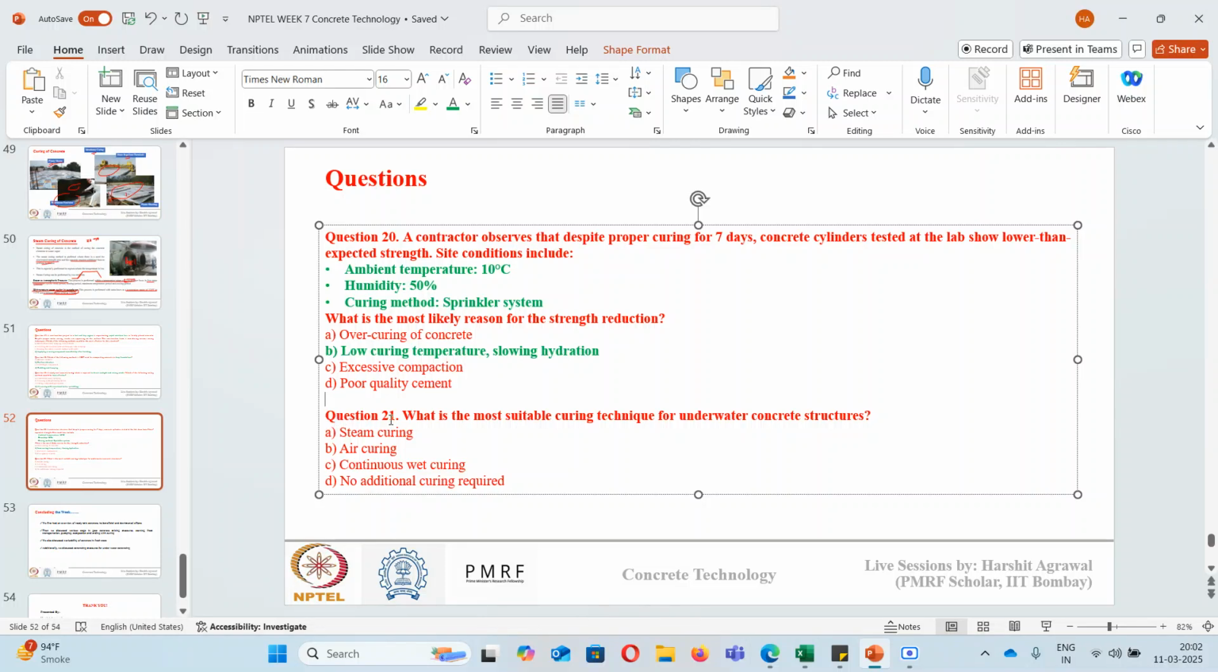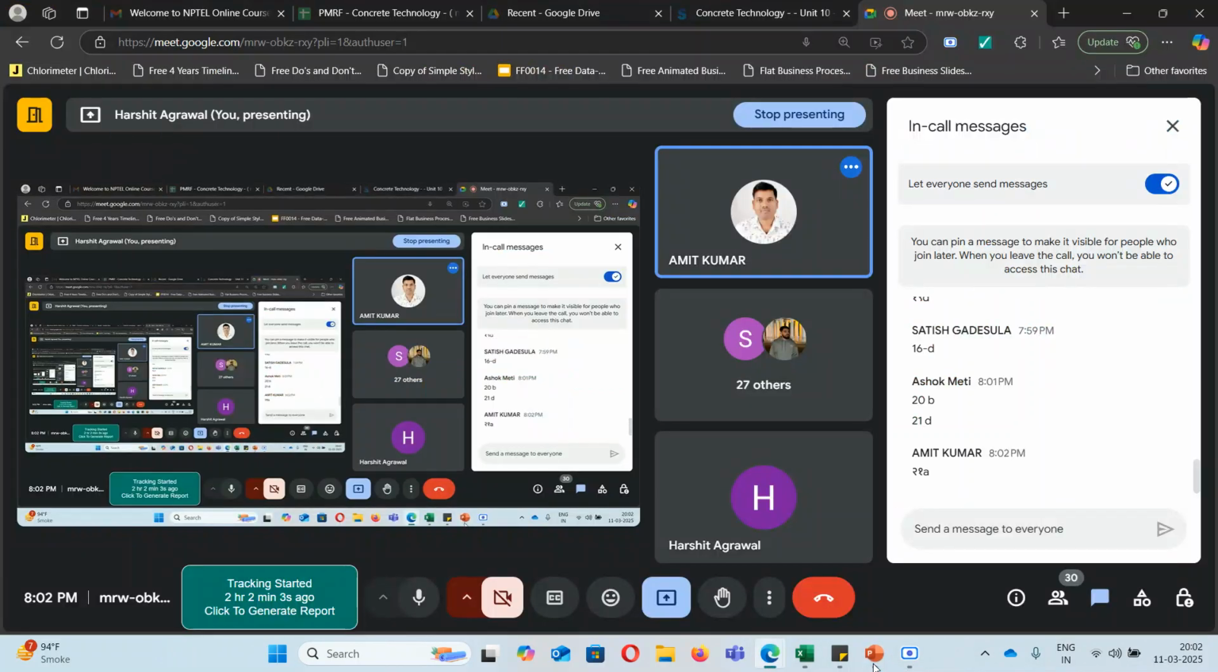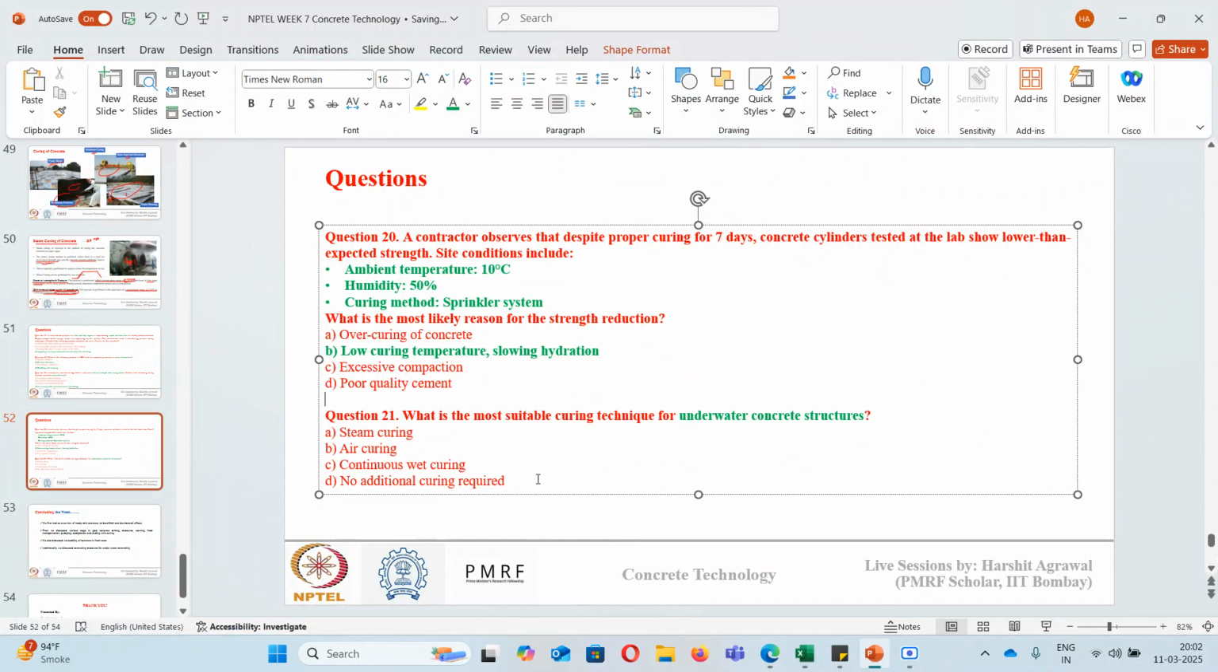Now, this last question: what is the most suitable curing technique for underwater concreting? Steam curing. So, the correct answer is D here. Since it is underwater concreting, my concrete is already submerged in water, so I don't need any additional curing. Curing is actually happening on my concrete already.